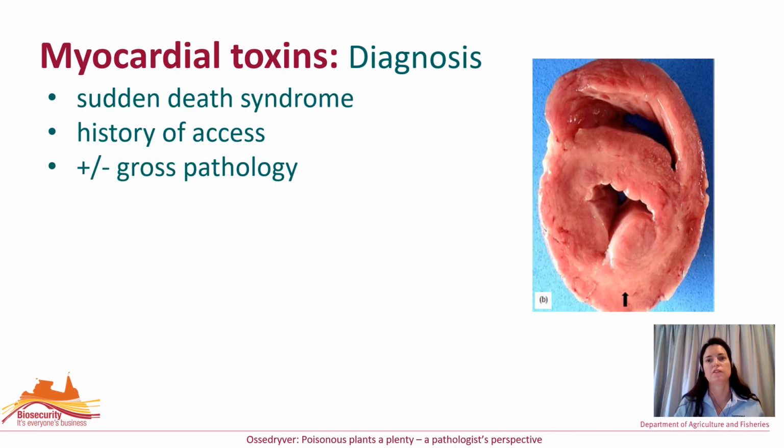Diagnosis may be suspected where there is a history of access in animals dying suddenly. Gross changes of cardiac muscle pallor and pulmonary edema or atelectasis may strengthen your suspicions of acute heart failure, and sometimes there may be recognisable plant material in the stomach or rumen contents of animals that have died rapidly.